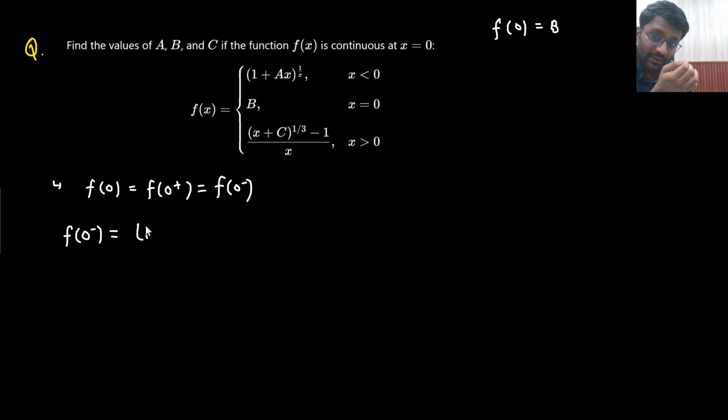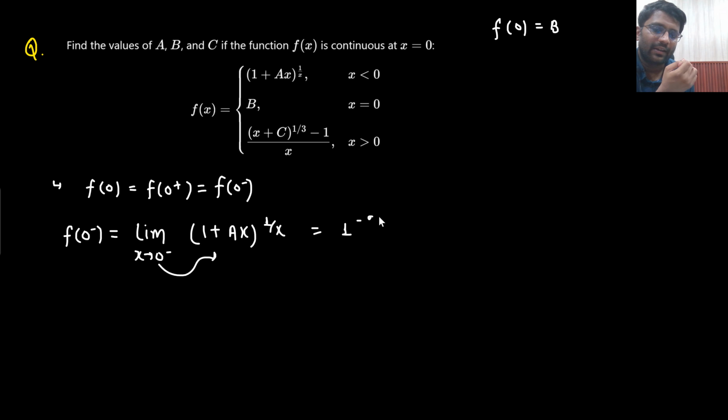What will be your f of 0 minus? Sir, f of 0 minus will be nothing but limit x tending to 0 minus. Which function will I follow? This function: (1 plus ax) to the power 1 by x. If I directly put it here, what will I get? 1 to the power infinity. 1 to the power minus infinity I will be getting. Right? Someone would say that, sir, actually we will get 1 to the power minus infinity.